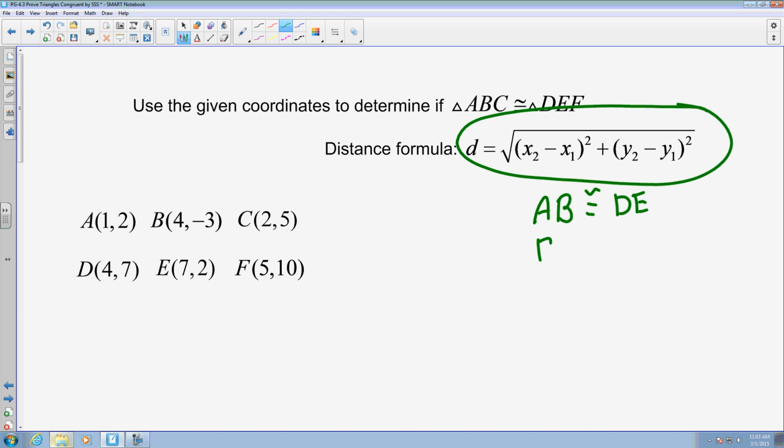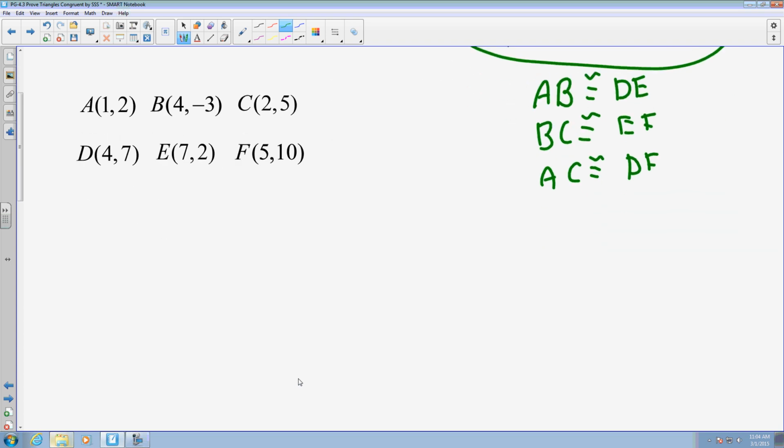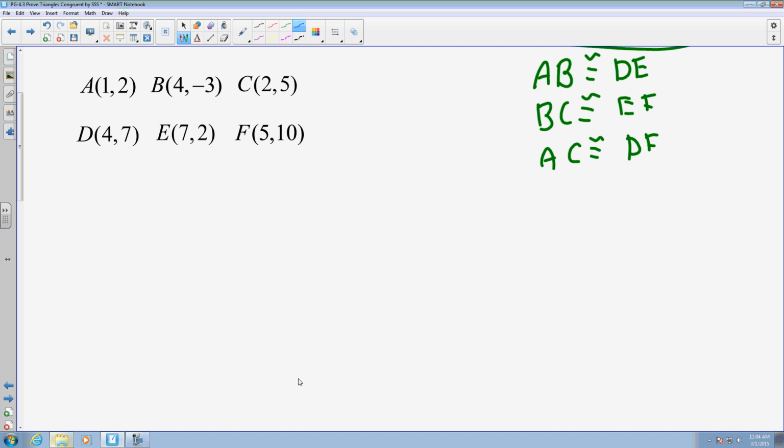I need that BC must be congruent to EF, and then finally AC must be congruent to DF. Okay, so I'm going to use these coordinates to help me solve. All right, if it's true, I keep going. If it's false for just one, I know that it's false for all of them, so I can say that it's not true. So first off, I'm going to look at AB.